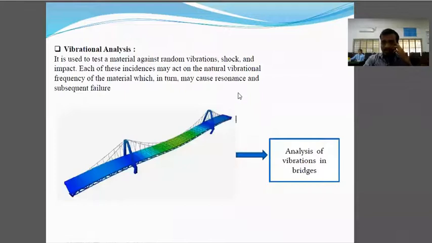The next one is your vibrational analysis. Now, in vibrational analysis, we are going to find out the natural frequencies of any system. It is used to test a material against random vibrations, shock, and impact. Actually, the basic theme is to find out the natural frequency of the system. These incidences may act on the natural vibrational frequency of the material, which in turn causes a resonance and subsequent failure. So to find out the natural frequencies, we need to take a vibration analysis. The next one is an example: let's see this example of analysis of the vibration in bridges. The main motive is to find out the natural frequency.